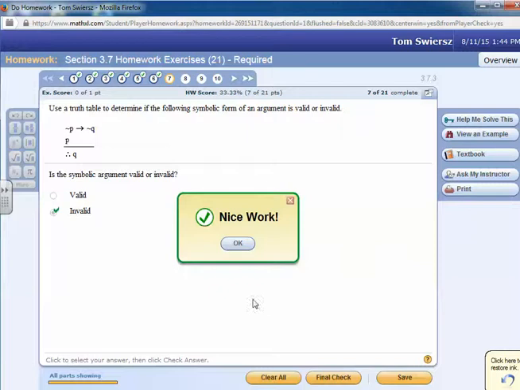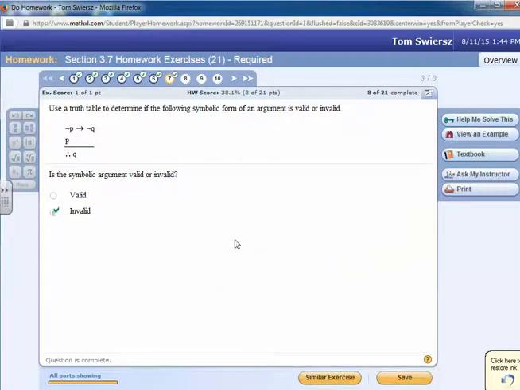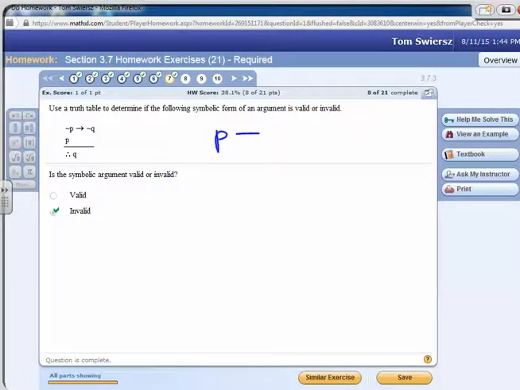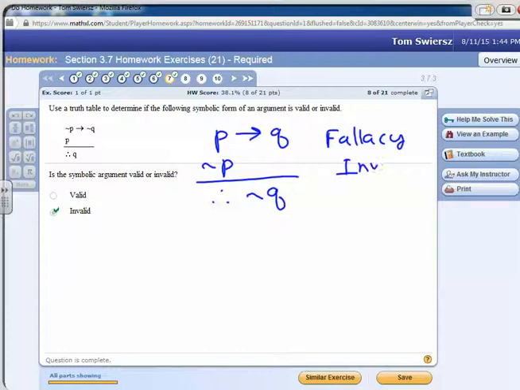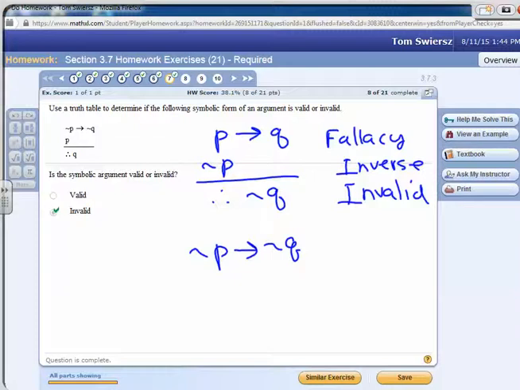Now you could do this by looking at one of the invalid forms: if P then Q, and you've got the negation of P, therefore the negation of Q. That is the fallacy of the inverse, which is invalid. Now notice this form matches here. We've got not P, then not Q. But then you've got the opposite of not P, which is P.